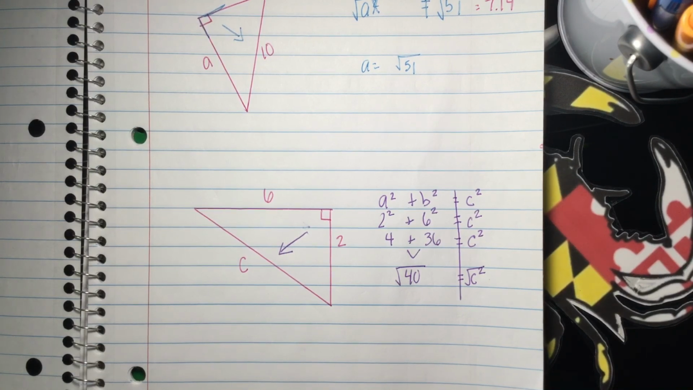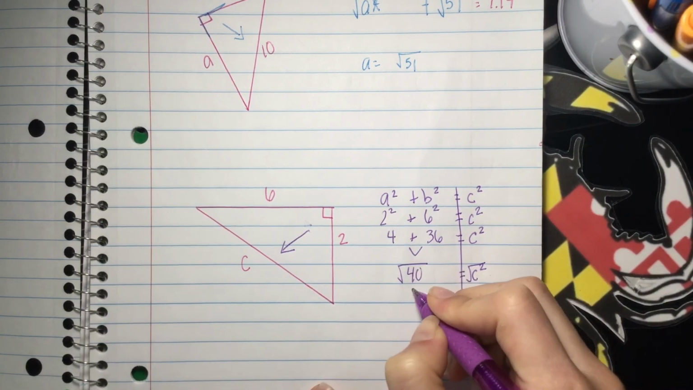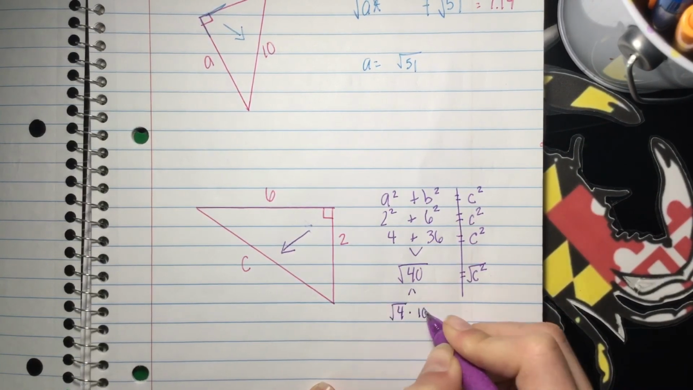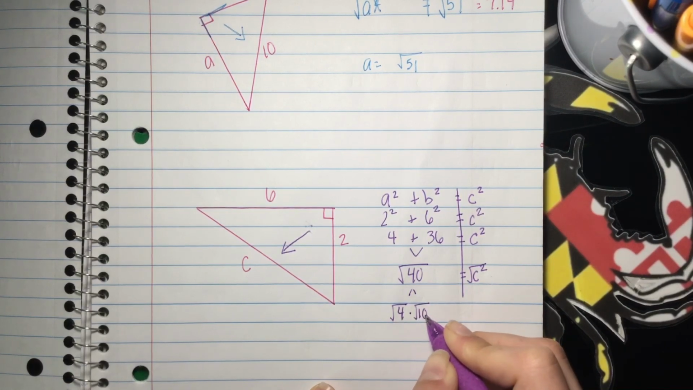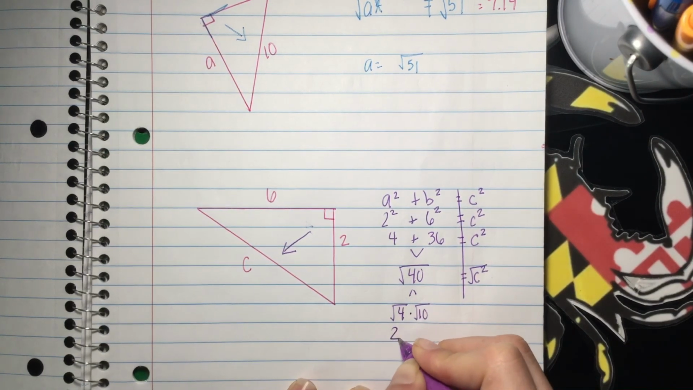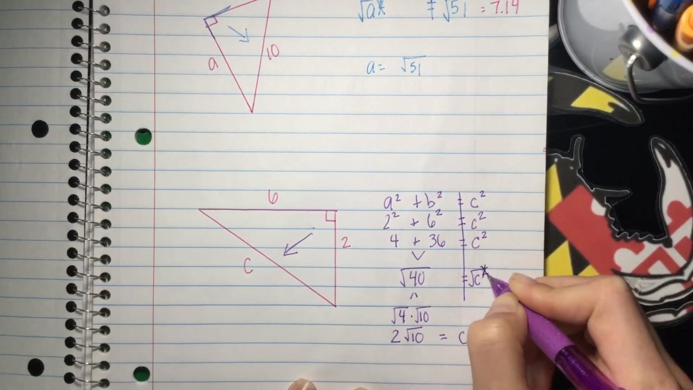What we can do is break down the 40 into something that does have a perfect square. So it's got a factor that is a perfect square. So I can break down 40 into 4 and 10. And we would write the radicals as the square root of 4 times the square root of 10. And we know that the square root of 4 is 2, right? Because 2 times 2 is 4. So it would be 2 square root 10, and that's what c would equal.